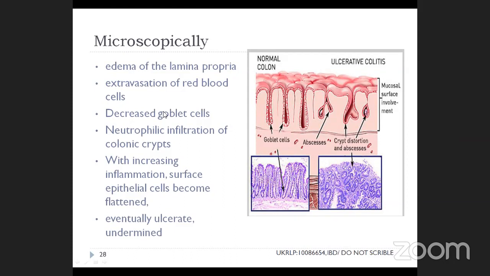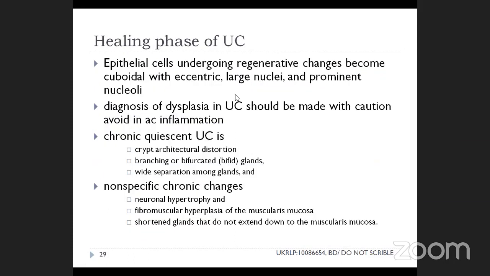So what happens during the healing phase of ulcerative colitis? During the healing phase, as I said, the epithelial cells become cuboidal with eccentric, large, prominent nuclei, and there is a chance of dysplasia which can be present in ulcerative colitis. In the chronic quiescent phase of ulcerative colitis, as I said, crypt distortion happens.